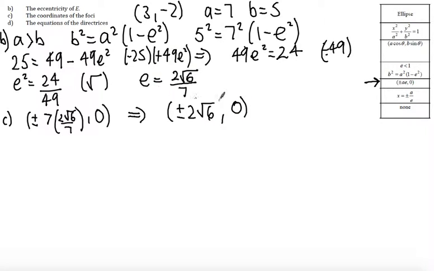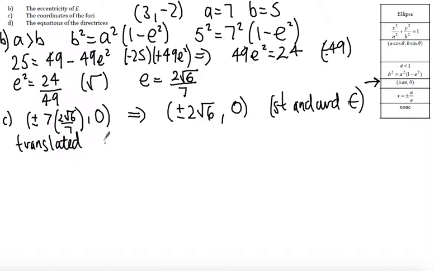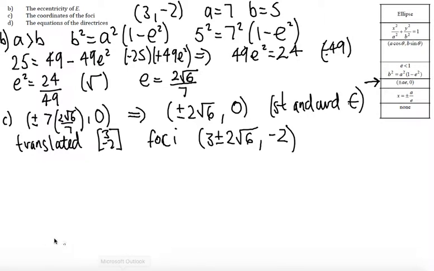Now, I'll just label this as a standard ellipse where the centre is (0, 0). Actually, my ellipse has been transformed by the vector (3, minus 2), so it's been translated 3 in the x direction and minus 2 in the y direction. So in fact, the foci will be: translating the x-coordinate 3 in the x direction, I get 3 plus or minus 2 root 6. Translating 0 by minus 2 in the y direction, I get minus 2.